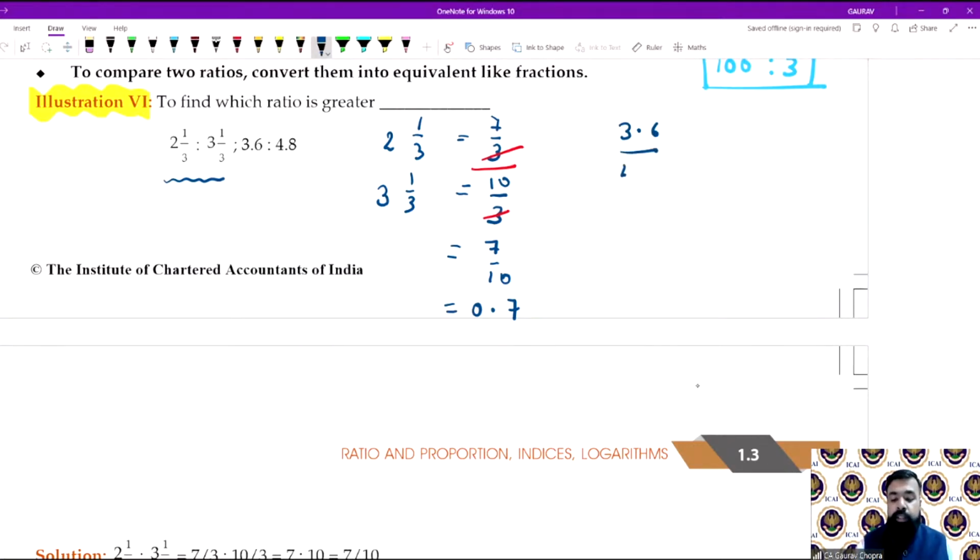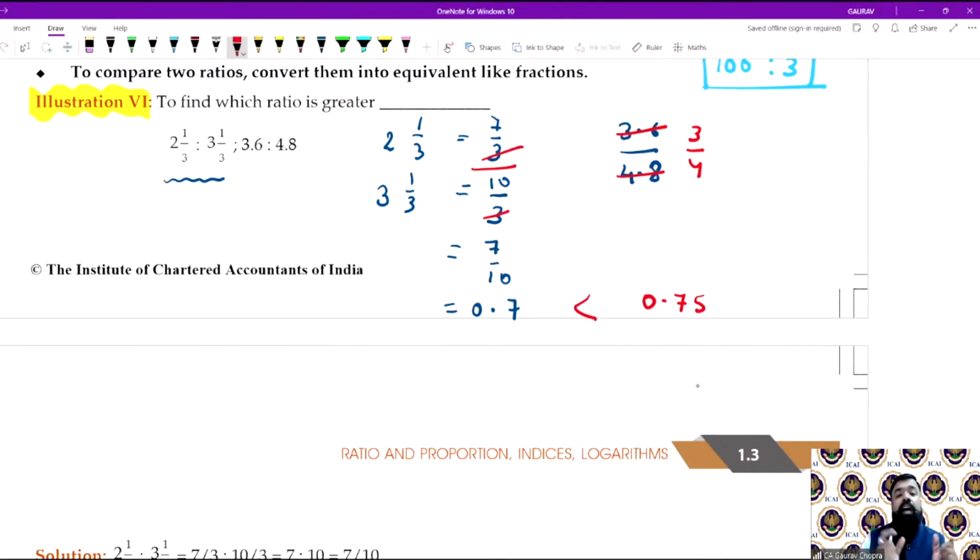and 4.8. Now we can simplify them. We can cancel with the help of 1.2, or you can even remove the decimal first and after that do the cancellation. If I directly cancel with 1.2, what will be left? 3/4. If we divide 3 by 4, we get 0.75. So which is greater now? Clearly, 3.6 divided by 4.8, that is 0.75, is greater.